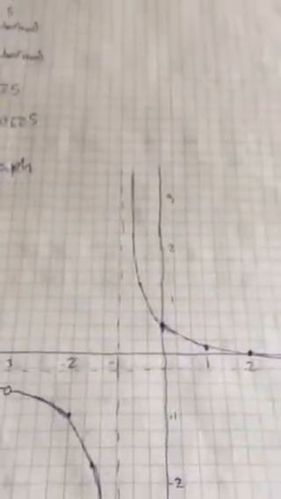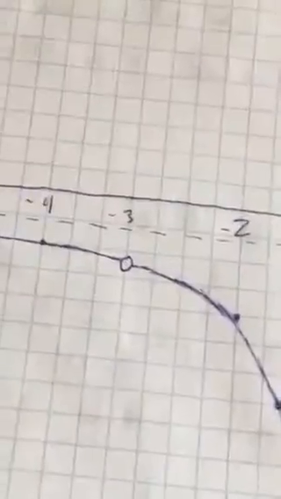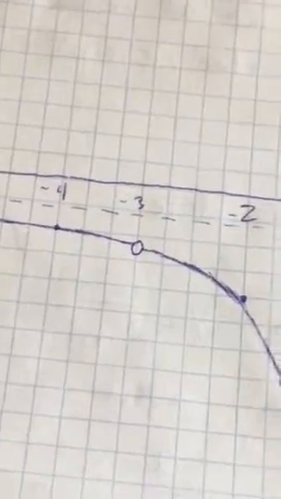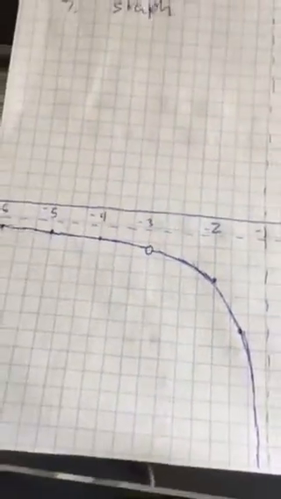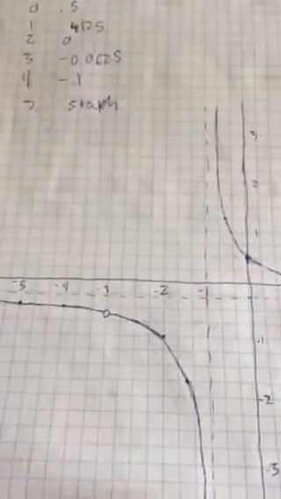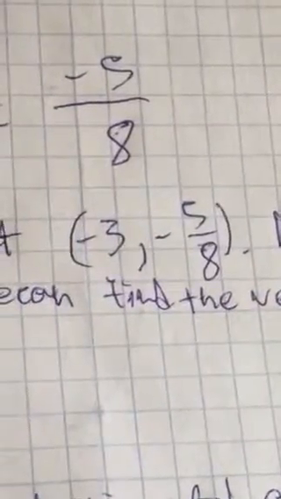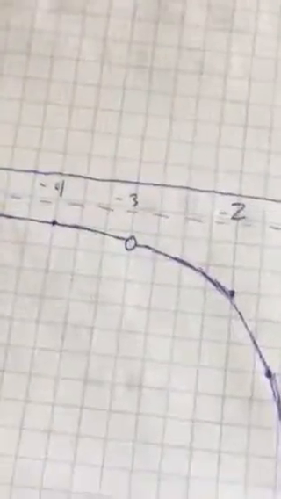So that's everything. When you decide you want to graph it, you first graph the vertical asymptotes and horizontal asymptotes. Next, what I would do is take the -3 and put it into the graph. That's the x value of the hole. And over here, we already solved for the y value, which is -5 over 8. We plug that into our graph, and that's the hole.